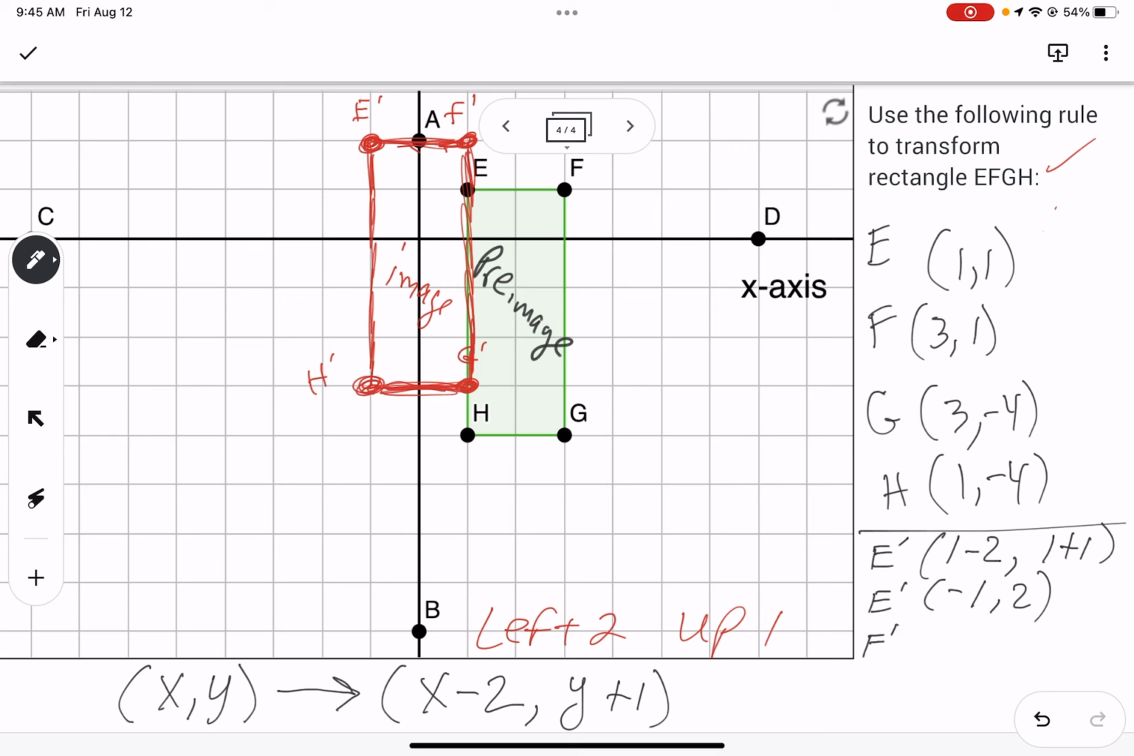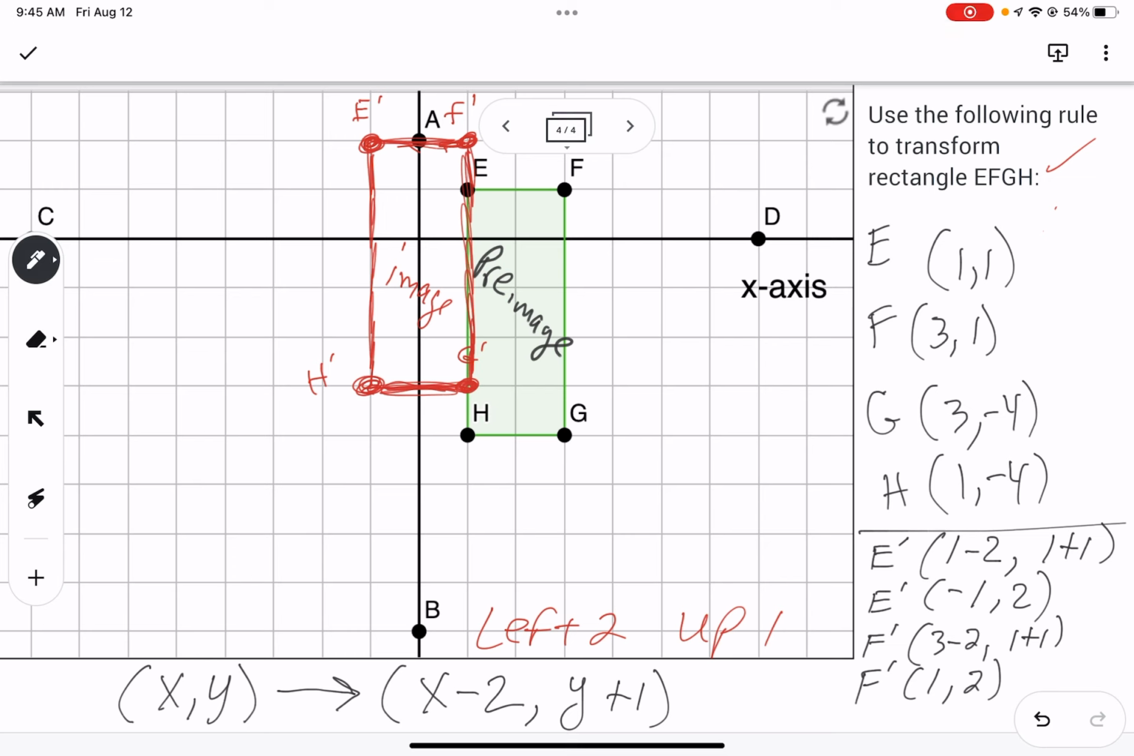Okay, let's check F prime. F prime, 3 minus 2, 1 plus 1. What does that yield? 3 minus 2 is 1, 1 plus 1 is 2. Let's come over here to check. Again, here's my origin, (1, 2). Perfect. So far, these check out.